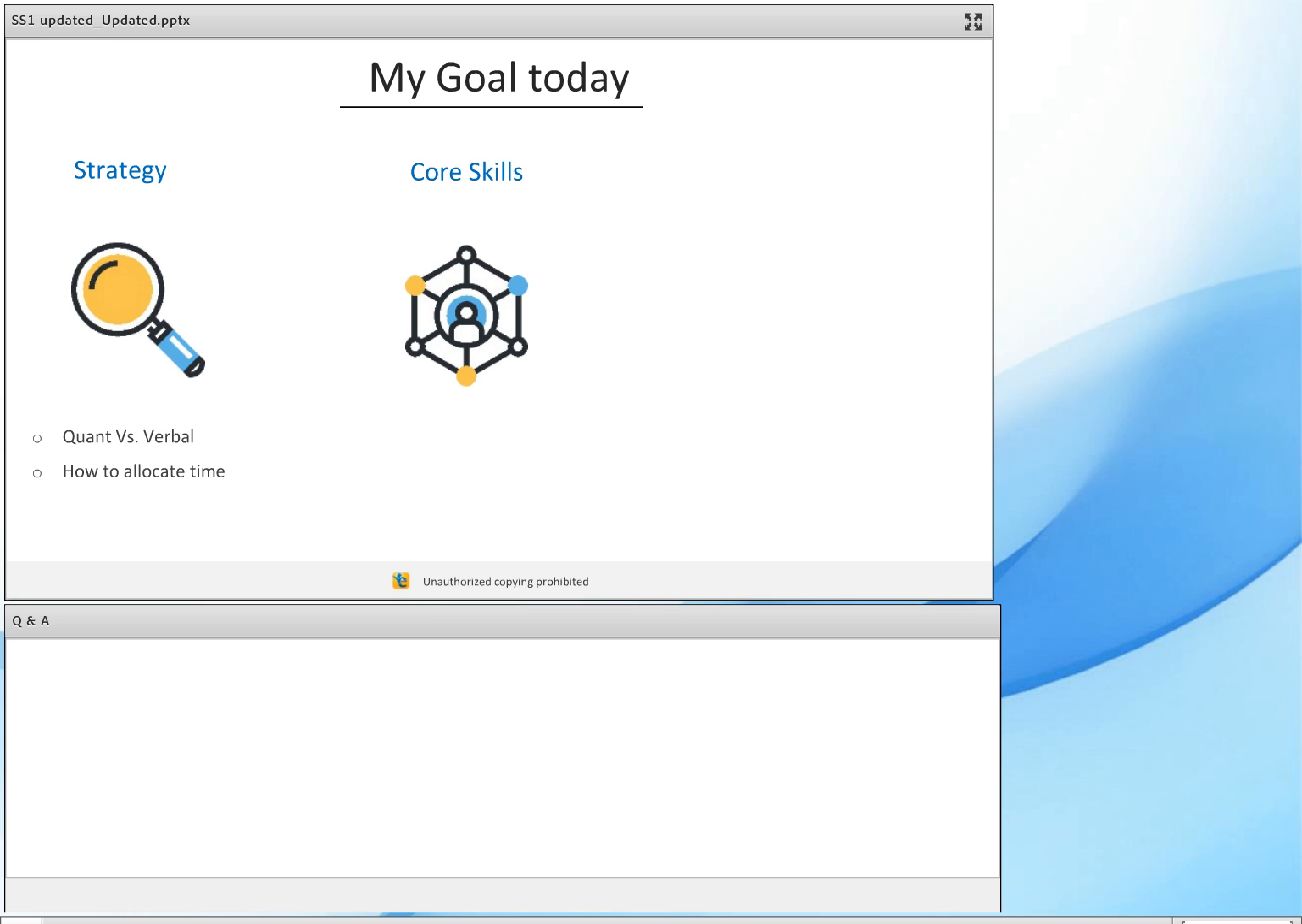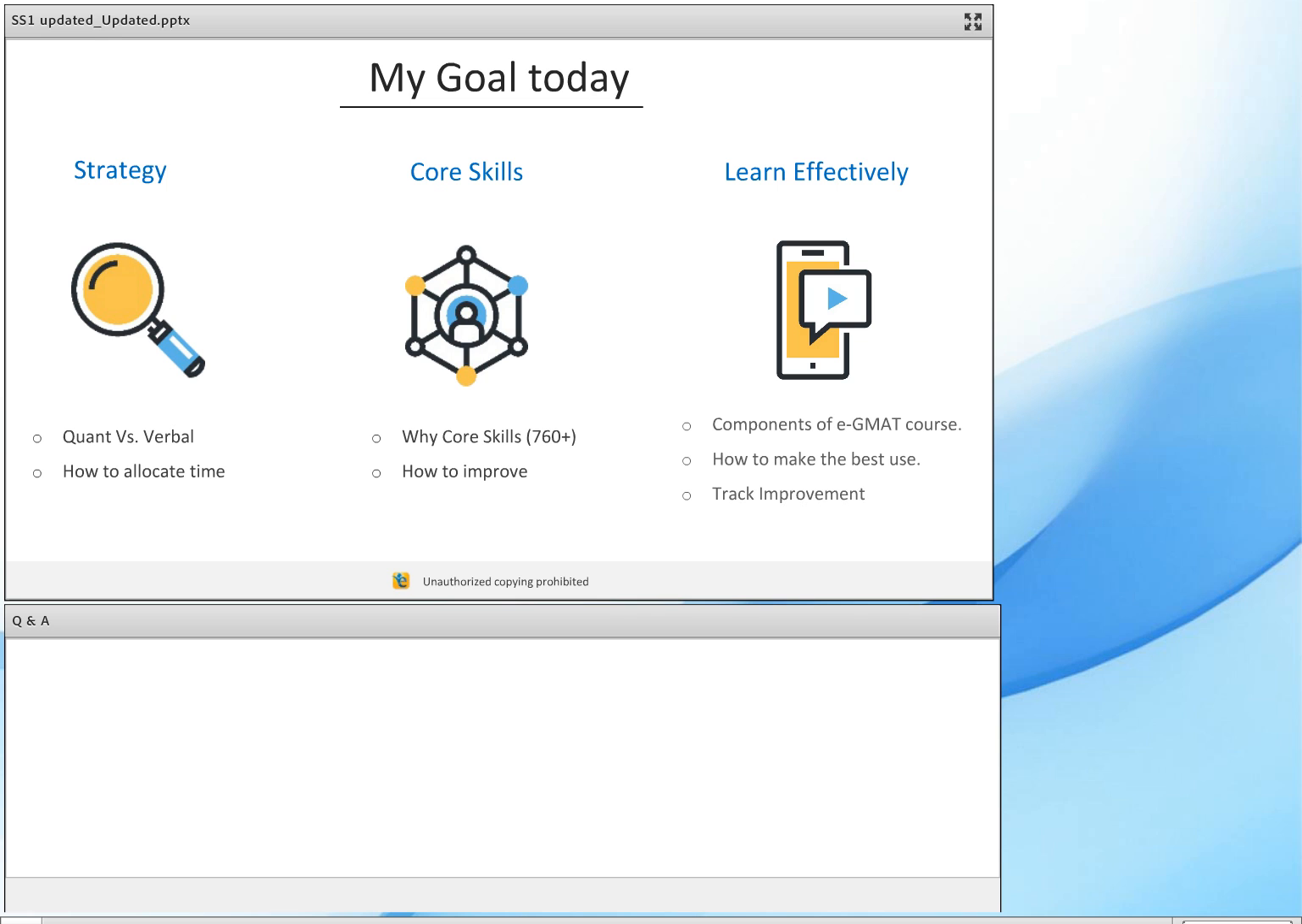The second is the focus on core skills, which is, hey, now that you have a strategy to get to your score, what skills do you need to develop to get there? We're going to look at why core skills are important to get to that score of 760 and how do you improve on this. The last piece is, you have that plan, the core skills. How do you make sure that you're improving on those skills? How do you build that trackable plan over here?